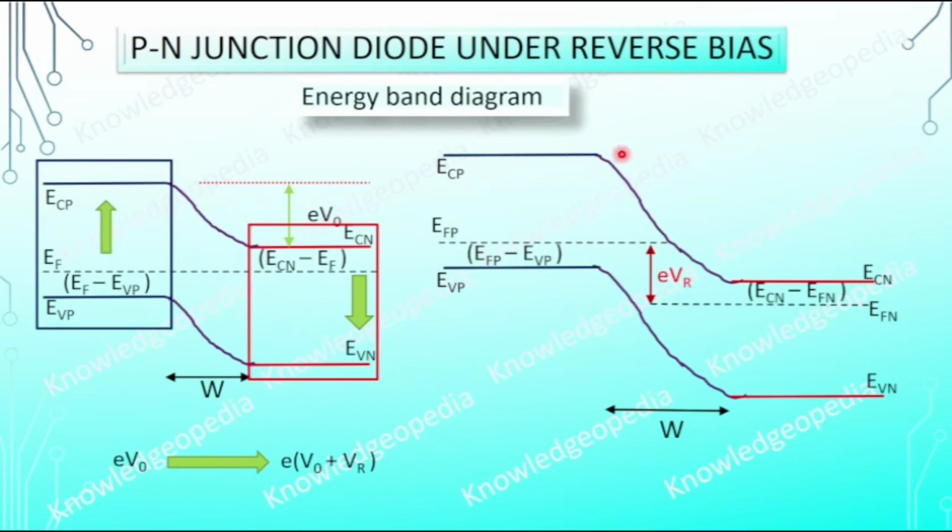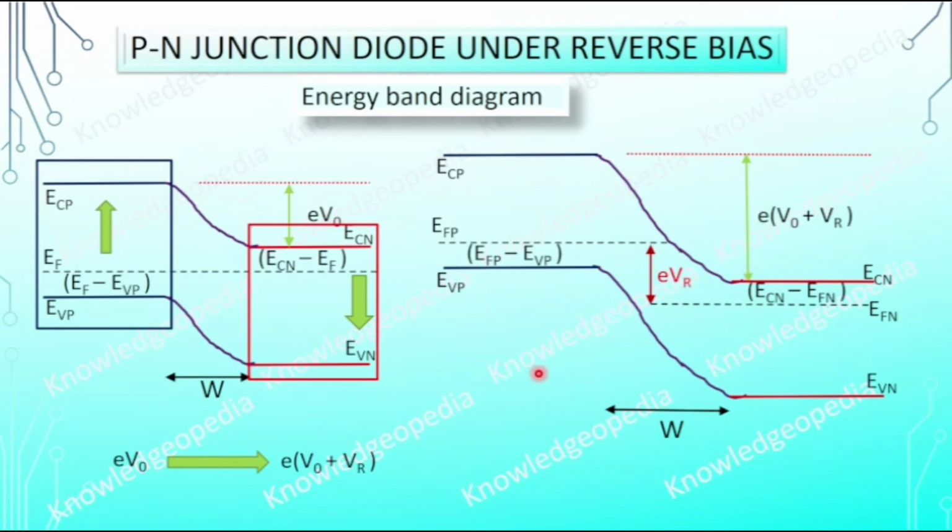What is the value for this separation? ECP and ECN. Earlier it was eV0. Now it has increased to eV0 plus eVR. Here you can see the energy separation is much larger compared to the forward bias condition, and hence in case of reverse bias it is very difficult for the carriers to move from one side to the other side.